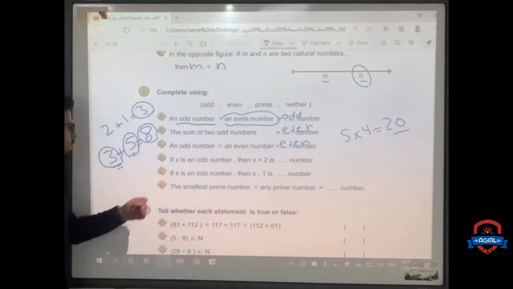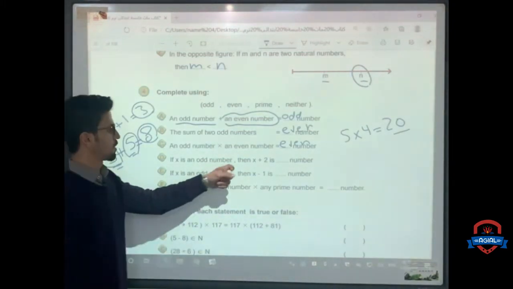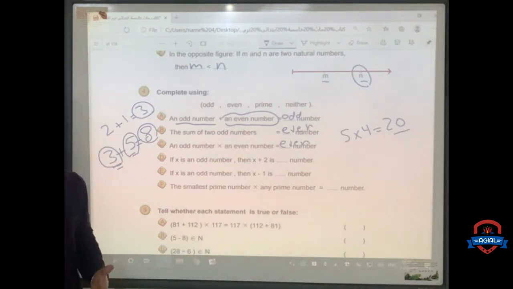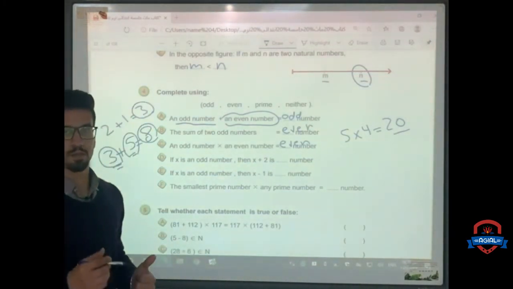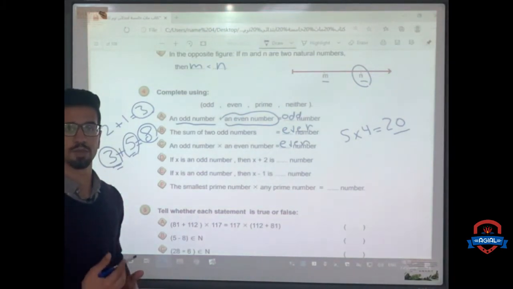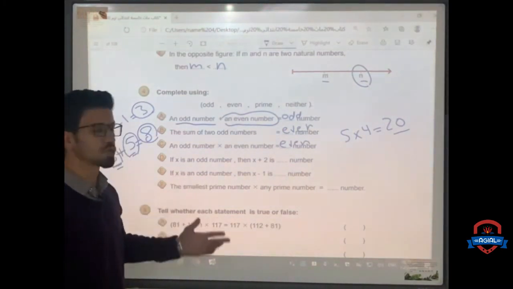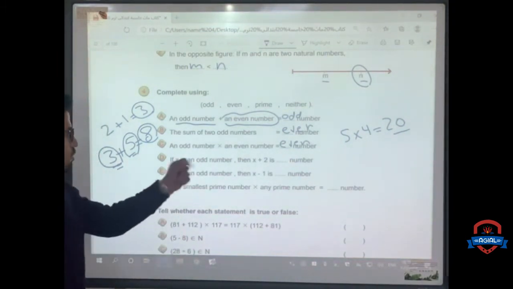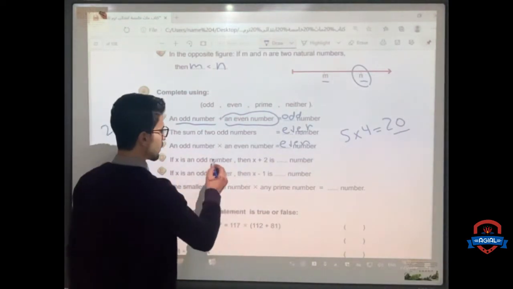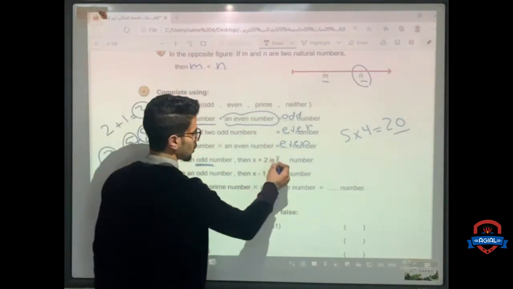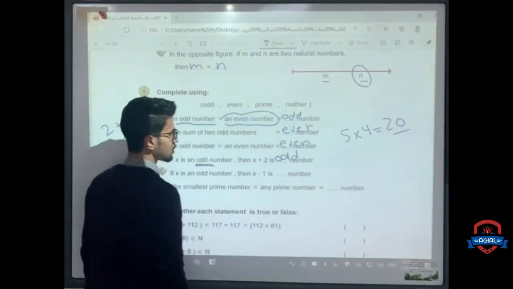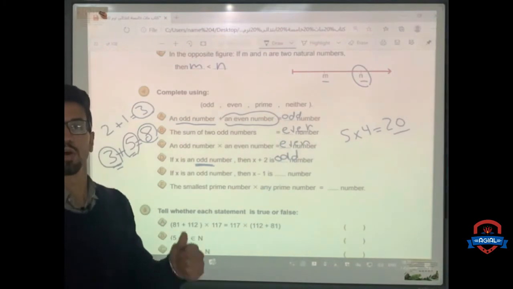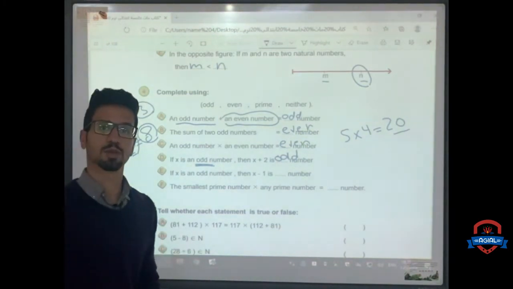And letter D, if x is an odd number, then x plus 2 is an odd or even number. We had studied before that if we need to sort the elements in the set of odd numbers, we have to start by 1, then we skip count by 2. So when we add 2, that will be the same, so that will be an odd number. And if we need to sort the elements in the set of even numbers, we skip count by 2, but we start from 0.